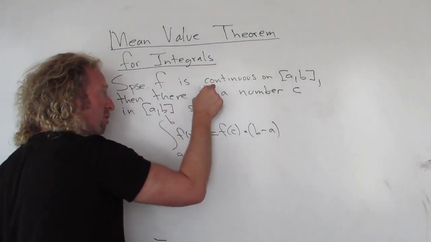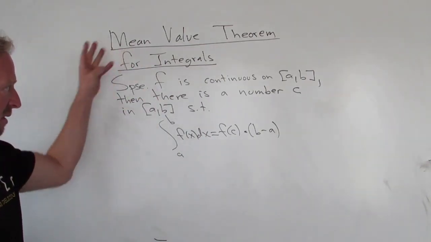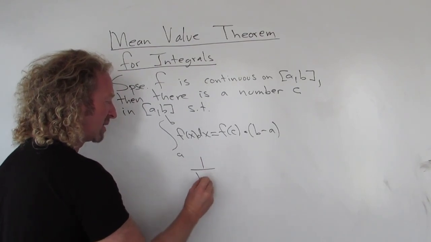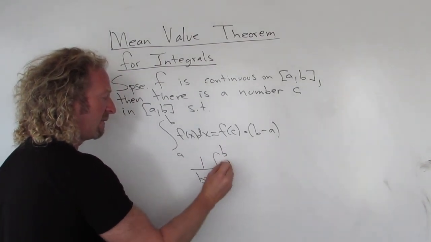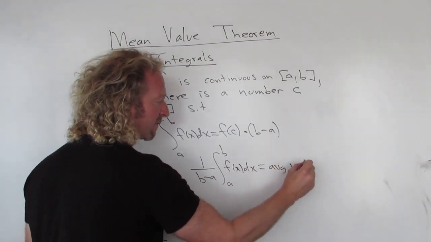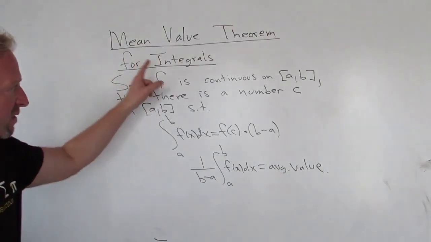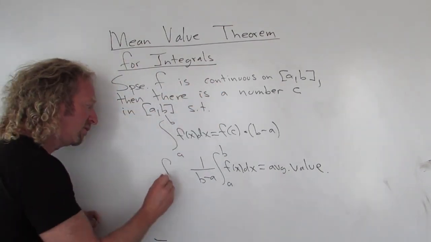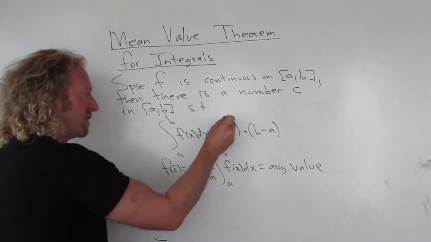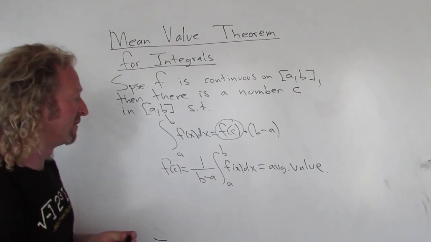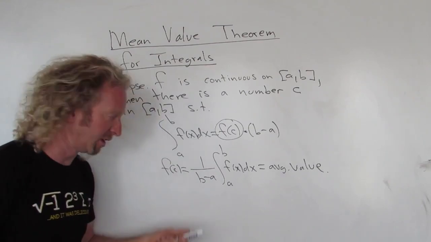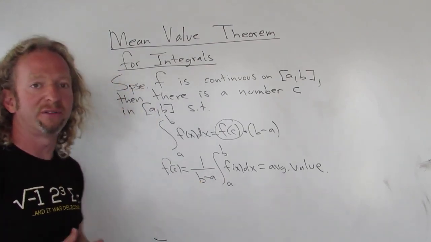If your function is integrable, in other words, if you can integrate it, there is another result that shows that the quantity 1 over b minus a times the integral from a to b of f of x dx is called the average value. So if it's continuous, you can think of this as f of c. So f of c is called the average value of the function. The mean value theorem for integrals is deeply connected with the average value of a function.